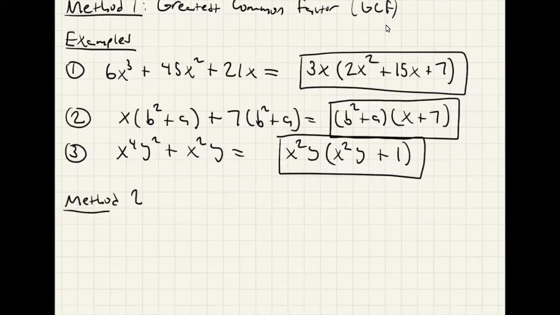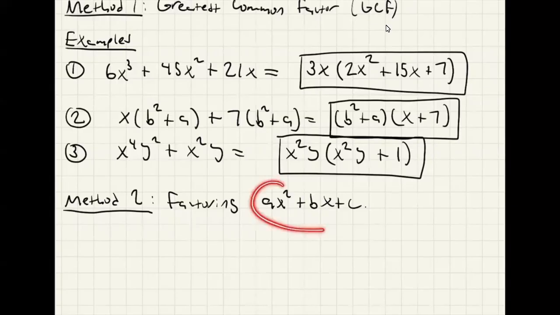Method 2. This is how you factor things that look like trinomials. So ax squared plus bx plus c. This is sometimes called factoring by grouping, because what we're going to do is figure out a way to split something up that looks like this in a way where we can then use greatest common factor to make our life easier. So here's what you do. Here's the idea.